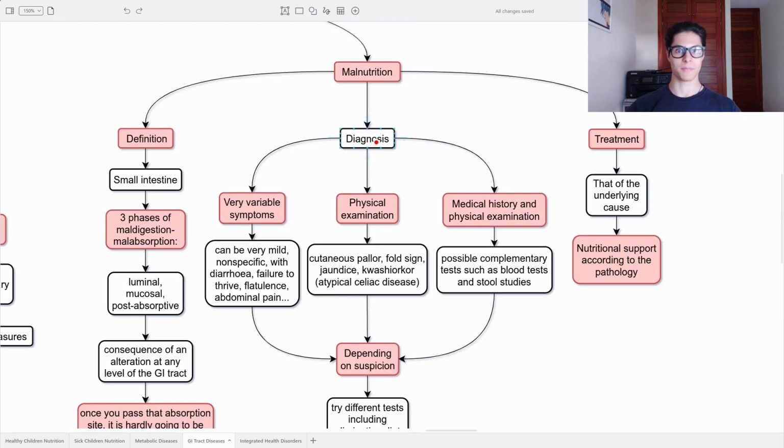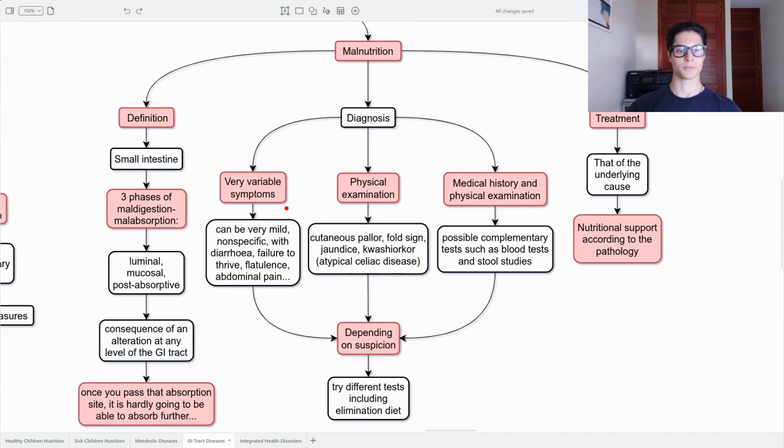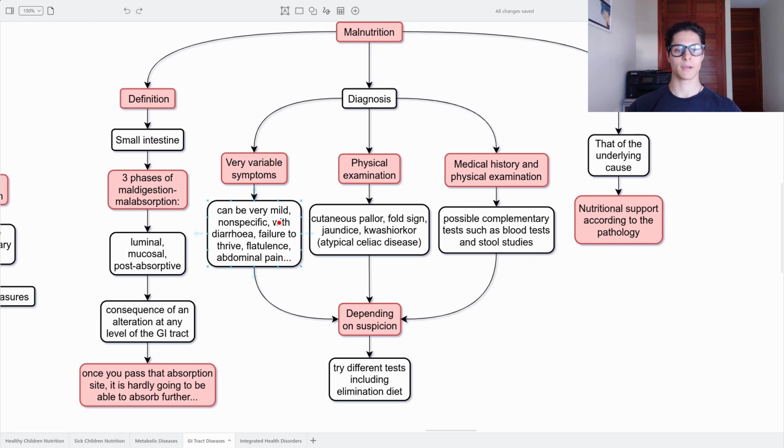Diagnosis. Again, the ABCD. So very variable symptoms. Can be very mild, non-specific, with diarrhea, failure to thrive, flatulence, abdominal pain, and so on. The physical examination: cutaneous pallor, fold sign, the jaundice as well, and the kwashiorkor. This is atypical celiac disease. The kwashiorkor is the one related to the protein malnutrition.